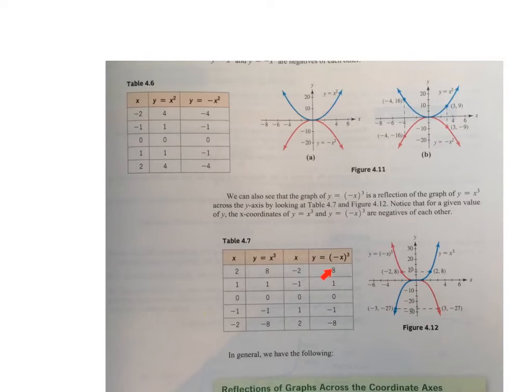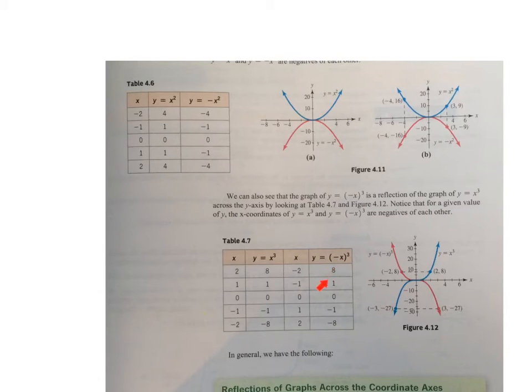Now notice the difference between this one and this one. Here there's a negative in front of the x squared. Here there is a negative within the parentheses with the x. This negative is attached to the x. This one is in addition to the x. So that's a key thing to remember with your parentheses. Here, you square the x, then you put the negative on it. Here, you cube the negative x.